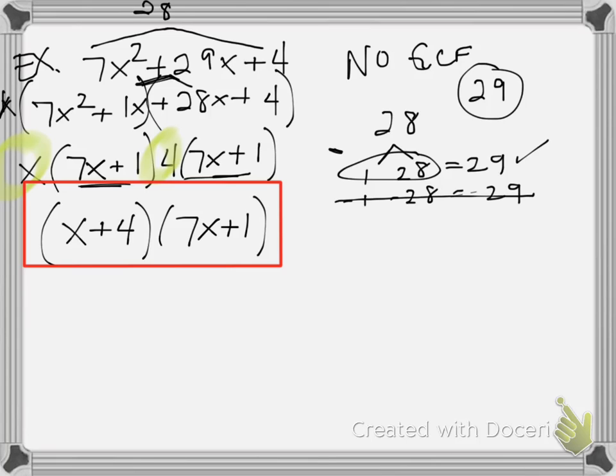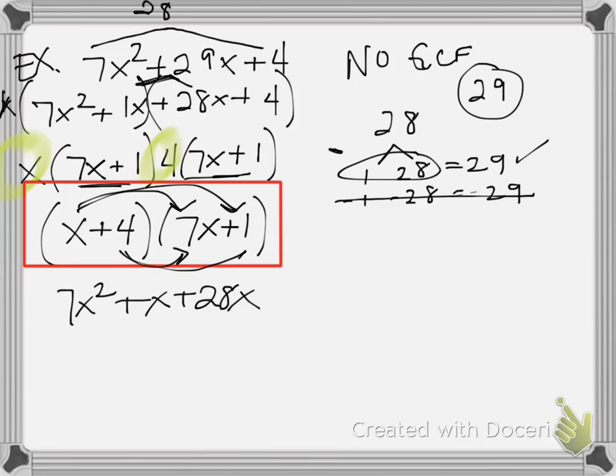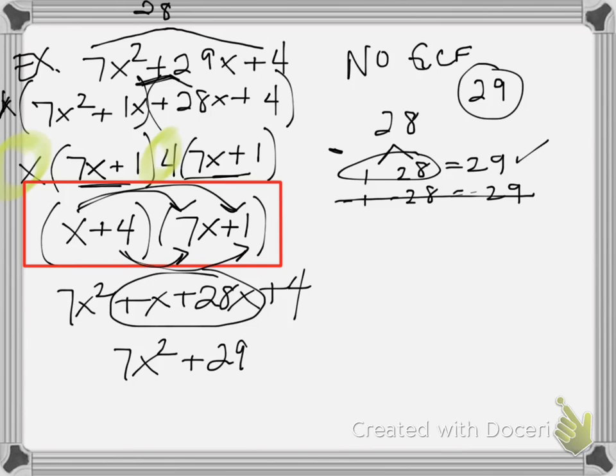Okay, so let's check it to see if we're right. X times 7x is 7x squared. X times 1 is x. 4 times 7x is 28x. 4 times 1 is 4. Combine your like terms here in the middle. You have 7x squared plus 29x plus 4. Does that match the original problem up here? Absolutely. So we did that right.